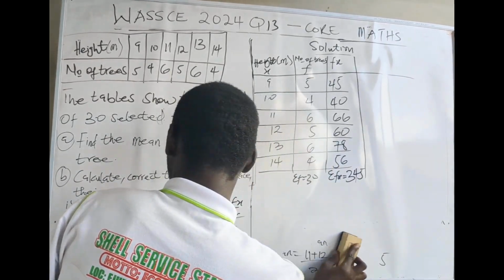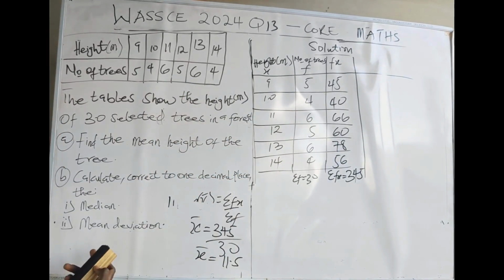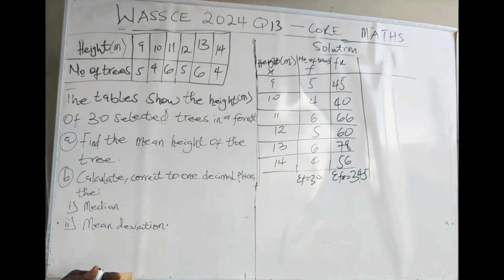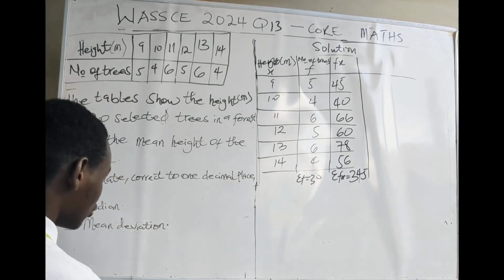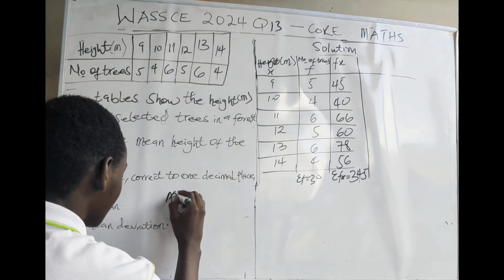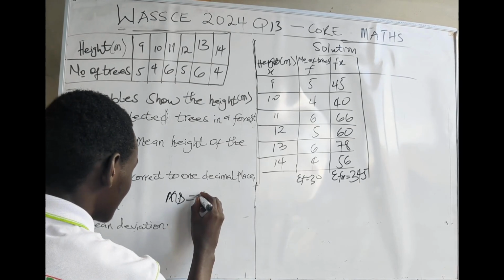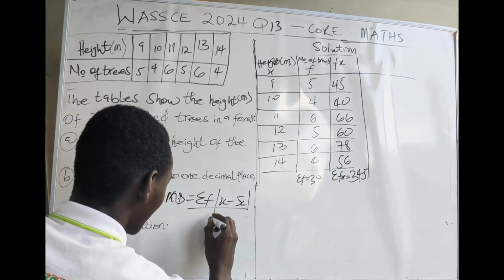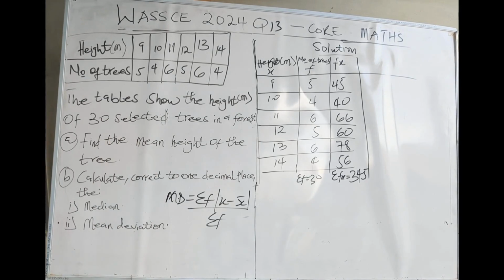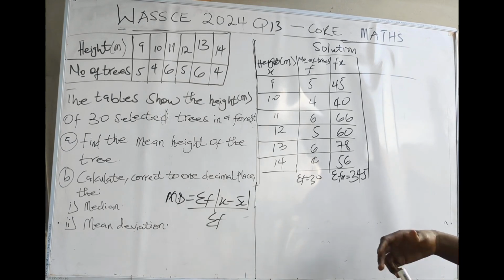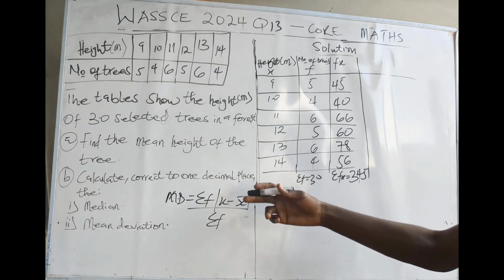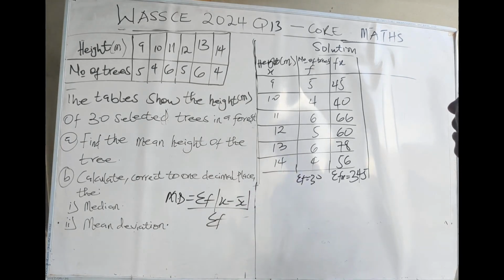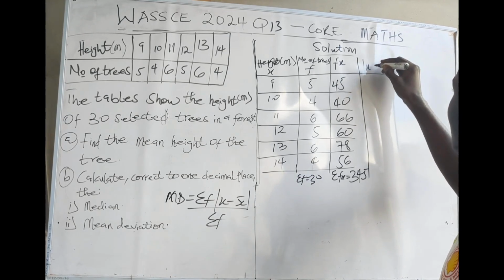It says we should calculate for the mean deviation, and here is the mean deviation. As you know, the mean deviation formula is: mean deviation is equal to sigma f absolute x minus the mean on sigma f. So here, let's come back to our table. Here we know our sigma fx. We need to find the absolute of x minus the mean.